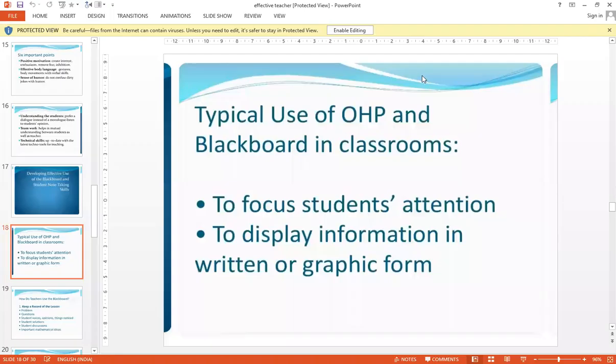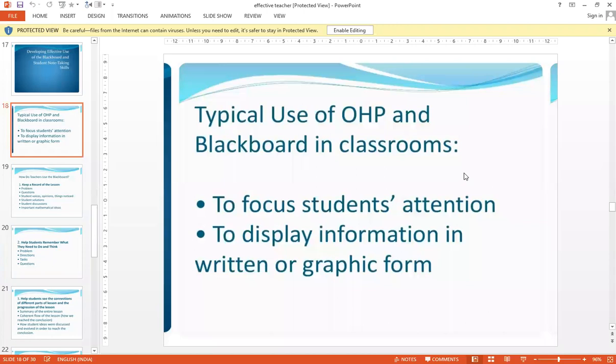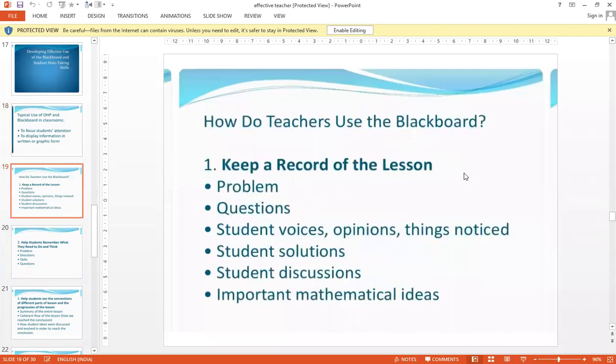It also helps us to hold students' attention and closely monitor students' behavior. So next we have how do teachers use the blackboard. So what are the criteria or how do we use the blackboard? Now, what are the ways?